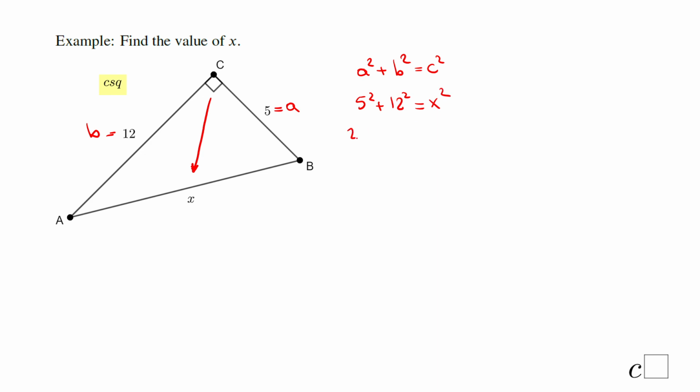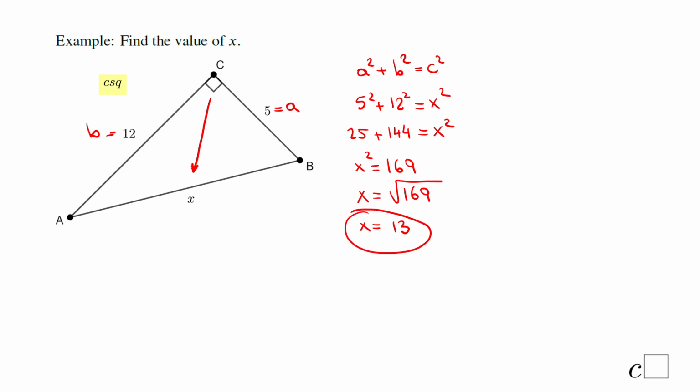5 squared is 25, 12 squared is 144, equals x squared. So x squared equals 169, and for finding x we need to take the square root. Since we talk about geometry here, there's no reason to put plus and minus. So x will be the square root of 169, which is 13. And that's it in this case. That is the length of the hypotenuse AB, x in this case.